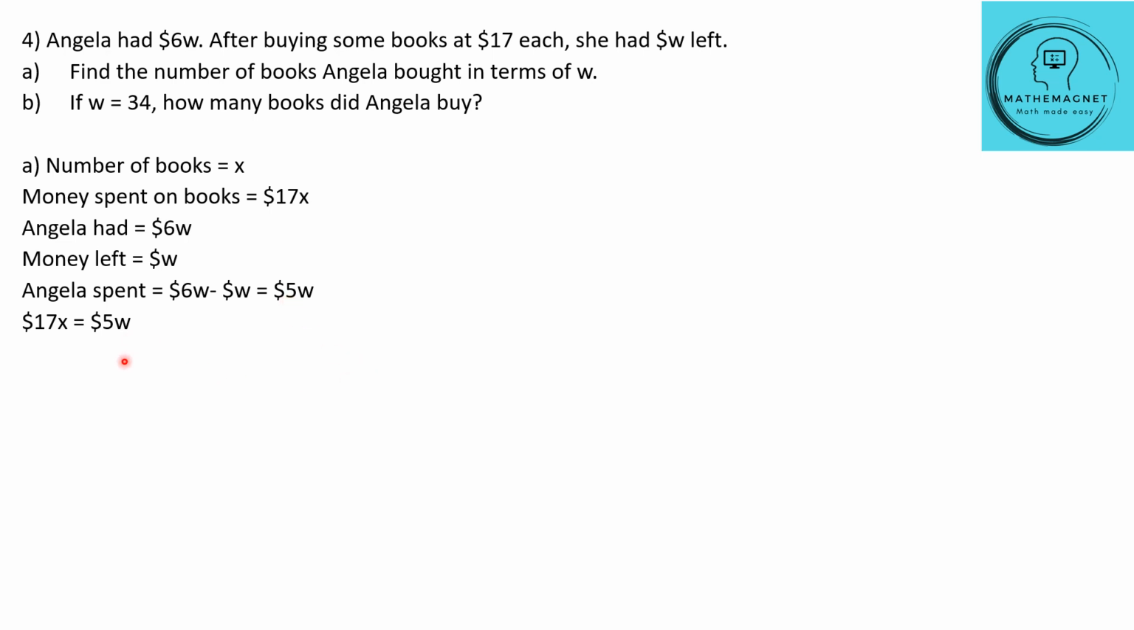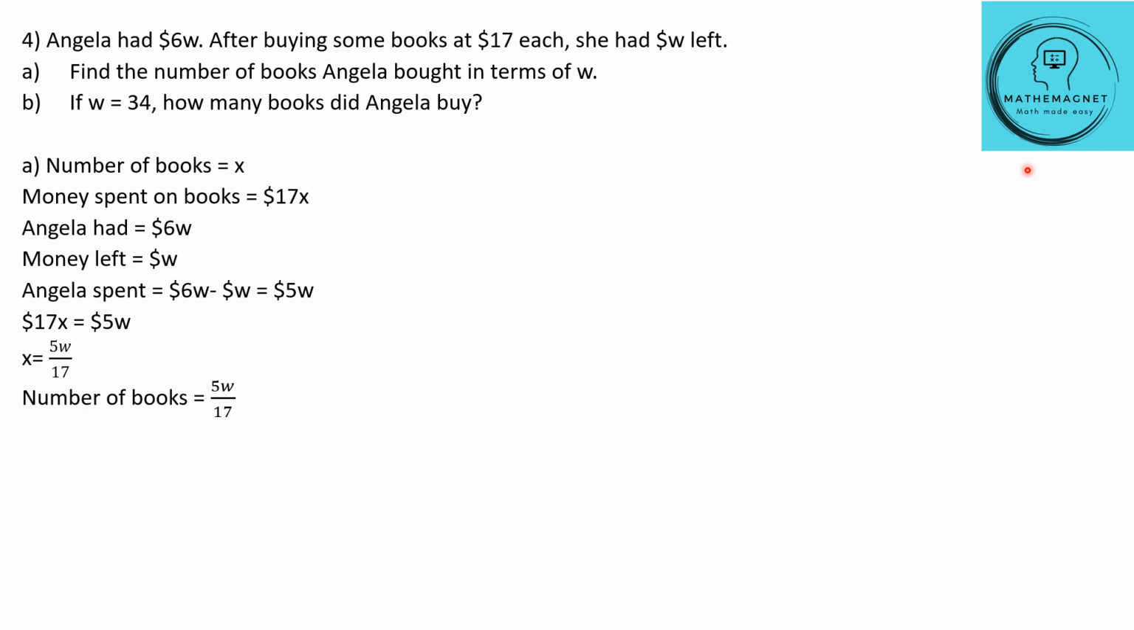Now the question is to find the number of books Angela bought in terms of W, and we know the number of books is X. So to simplify this equation, here it is 17 into X equal to 5 into W. So when a multiplication operation is brought to the other side of the equation, it becomes a division operation. So X is equal to 5W by 17. So the number of books Angela bought in terms of W is 5W by 17.